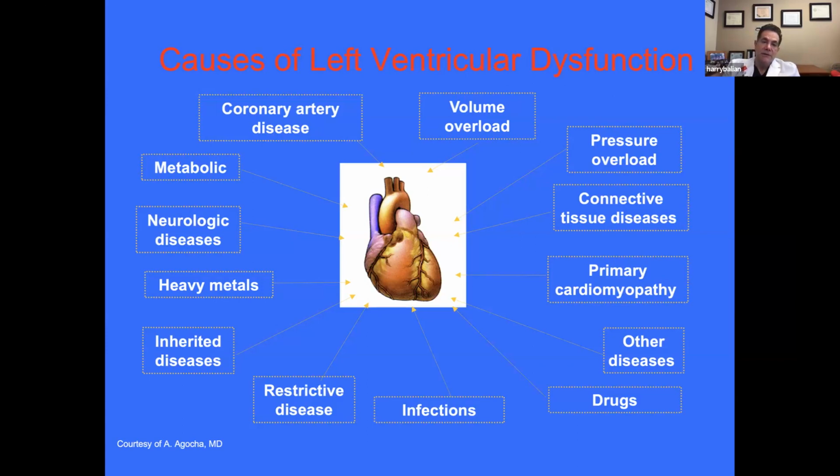Metabolic causes: some of the vitamin deficiencies can cause heart failure. Neurologic causes: Duchenne's and some of the muscular dystrophies. Heavy metals, such as in hemochromatosis, and some of the other infiltrative diseases such as amyloidosis and sarcoidosis can cause heart failure. In fact, a classic picture of amyloidosis is an African-American woman with a low voltage EKG presenting with heart failure. On the echocardiogram, you see the speckled pattern, the starry sky pattern, and that's a classic picture of amyloidosis.